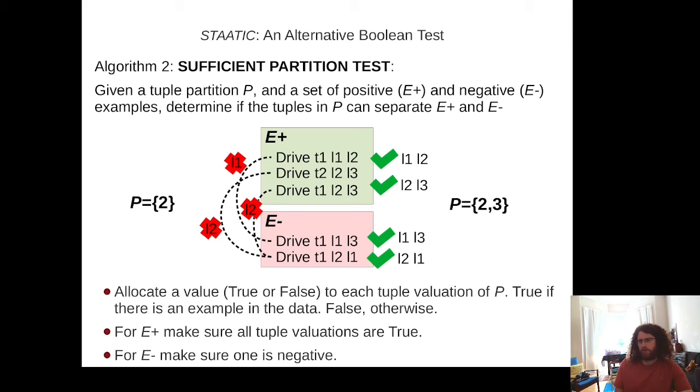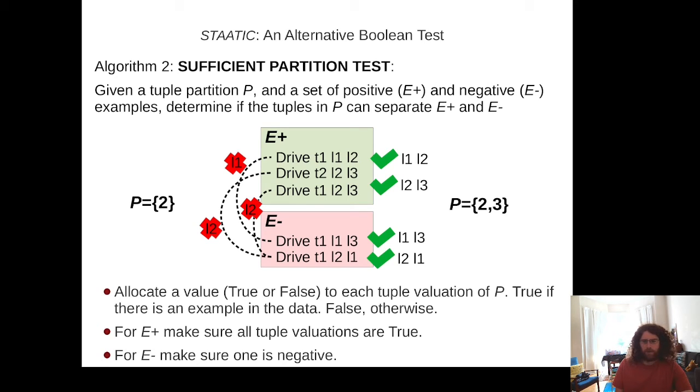On the right hand side we've got the tuple 2, 3. In this case, L1, L2 doesn't exist in the negative examples, and one of the negative examples, L1, L3, doesn't exist in the positive example, right? And this tuple is actually sufficient to split the negative and positive examples. Okay, so that's what we're looking for.